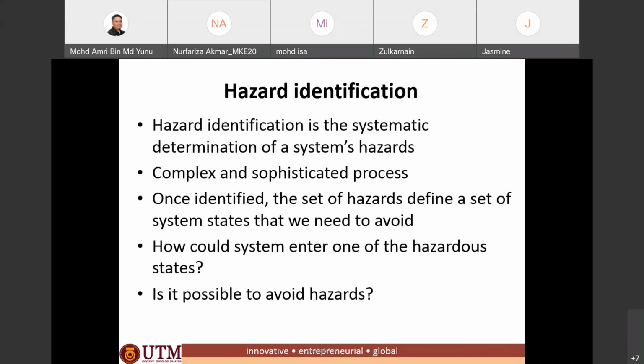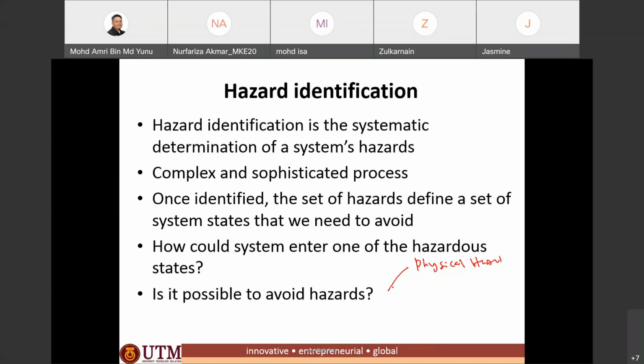When you want to identify hazards, you need to know the types of hazard. Basically, hazards can be classified into physical hazards, like falling objects and spinning objects. Fire is also included in the physical hazard.